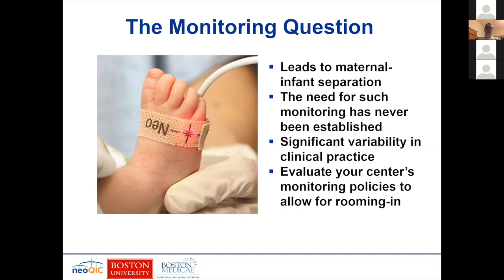For example, in Massachusetts, only about half of centers use any monitoring at all. Of the other 50%, some use full monitoring, some use just SAT probes. And some of this, again, leads to the baby being transferred to the NICU for this perceived need for monitoring.